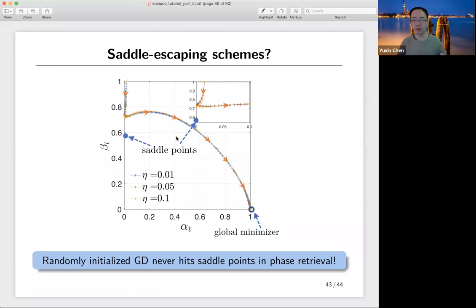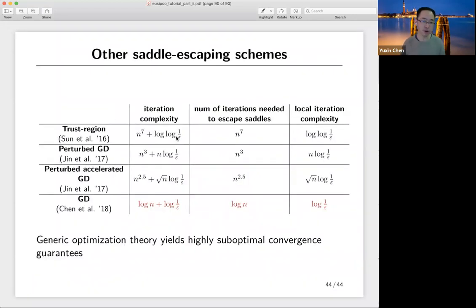And this is a phenomenon that you can only see by using careful statistical analysis. In fact, if you compare our fine-grained analysis with the general theory available for saddle escaping schemes, you can see that all of the prior work can only guarantee polynomial convergence, a polynomially large number of iterations, in solving this phase retrieval problem. But if you do the statistical analysis carefully, even vanilla gradient descent with random initialization converges within a logarithmic number of iterations. Again, all of this suggests that generic optimization theory might be too conservative, and we do need some careful statistical analysis to understand this.